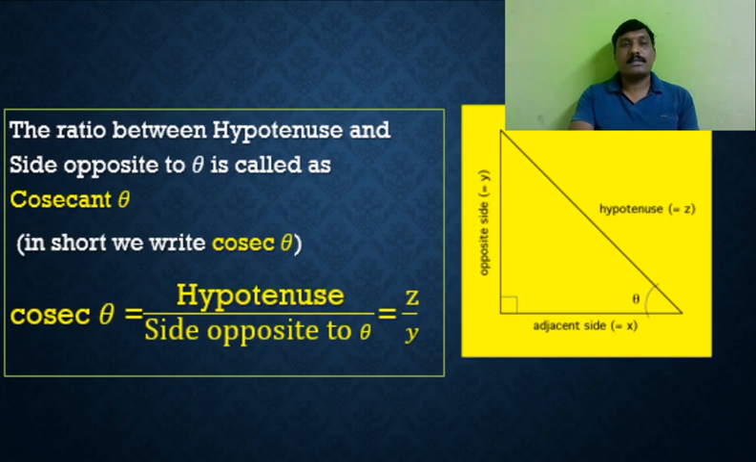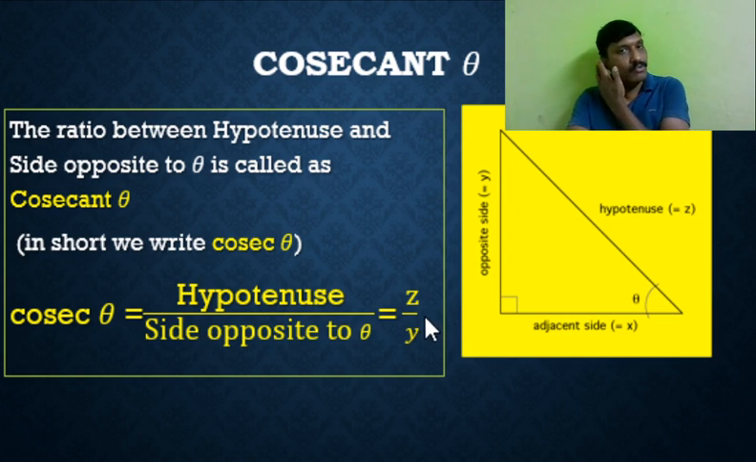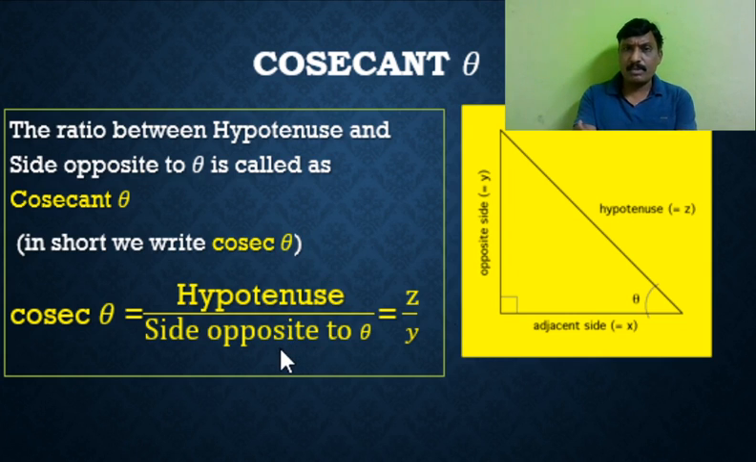With the names of the sides, the hypotenuse is z and the side opposite to theta is y. So z by y is called cosec theta. Can you say this ratio is the reciprocal of which ratio? Reciprocal means we have to reverse it. Side opposite by hypotenuse is the first ratio, the sine theta. So if I take the reciprocal of sine theta, it becomes cosec theta. So cosec theta is equal to 1 by sine theta also.